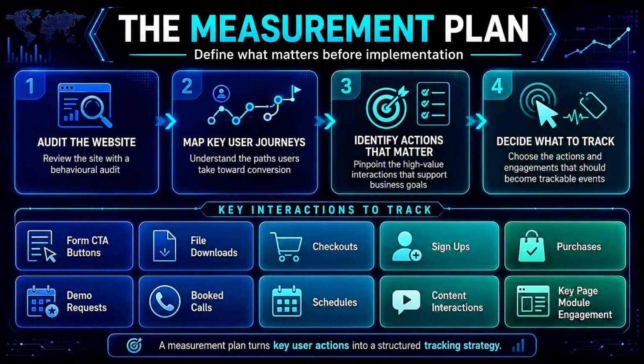The second investment is planning. This is where you turn the strategy into a practical measurement plan. You audit the website, look at the key user journeys, identify the actions that matter, and decide which forms, CTA buttons, file downloads, checkouts, signups, purchases, demo booked, call schedule, content interactions, or key page module engagement should be tracked.